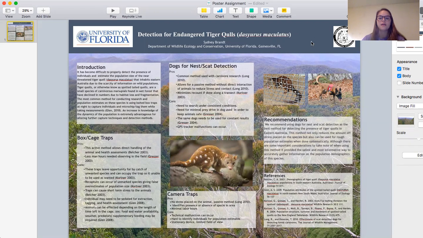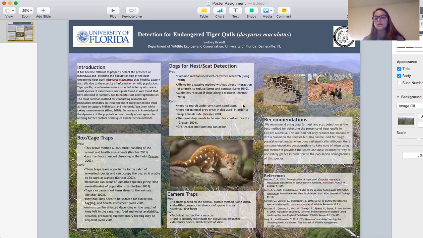So another method that I discussed is using dogs for nest and scat detection. This is a common method also used with small carnivores and allows for a passive method that doesn't involve direct interactions, so it reduces stress on the animal, but is also able to determine the presence and absence of that animal, or even an estimate on the population or subpopulation size within an area.